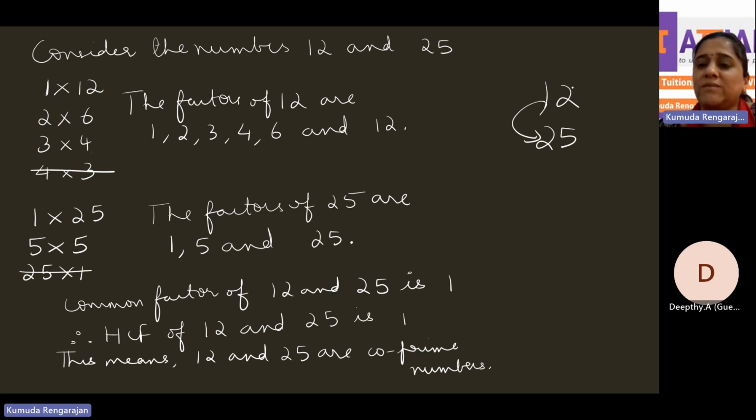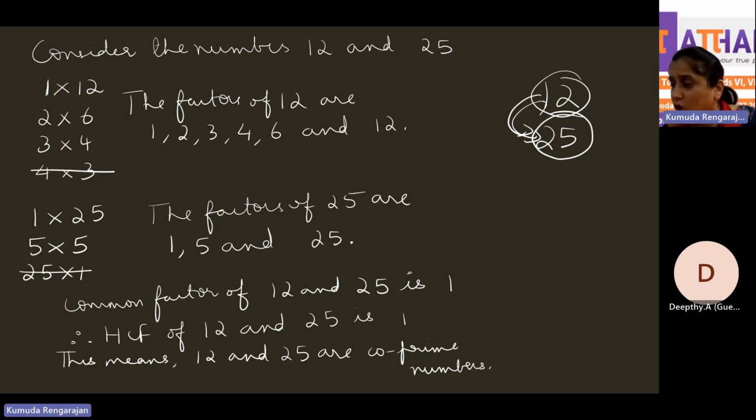Okay, so is 12 a prime number? No. Is 25 a prime number? No. But 12 and 25 are co-prime numbers because their HCF is 1. Are they co-prime always, any combination of a prime number? No, not every. You can give an example of a prime number and a composite number which are co-prime, but not that every combination will be co-prime.